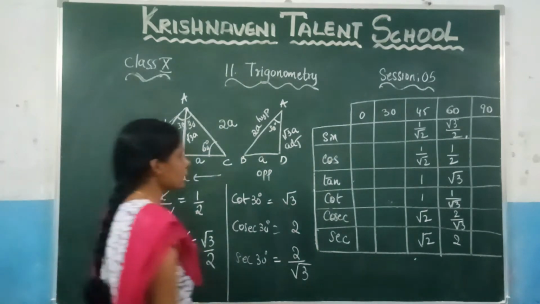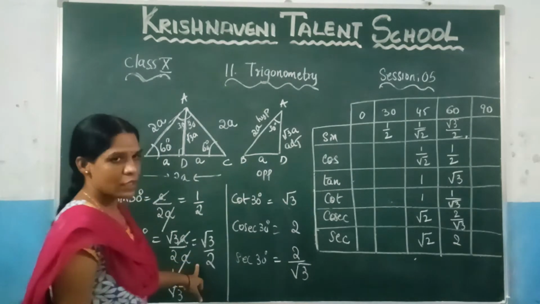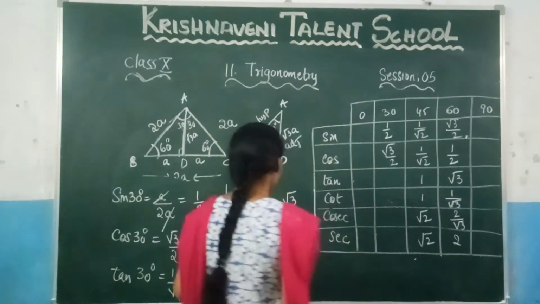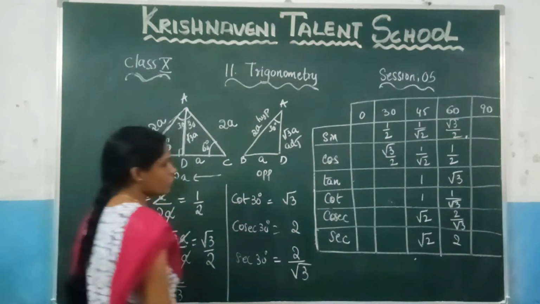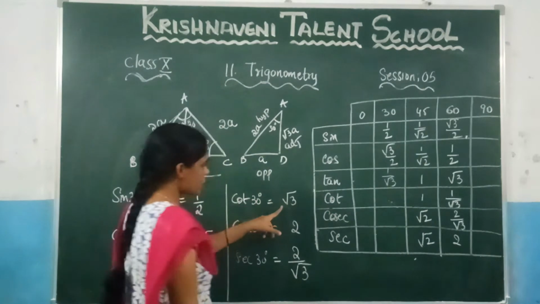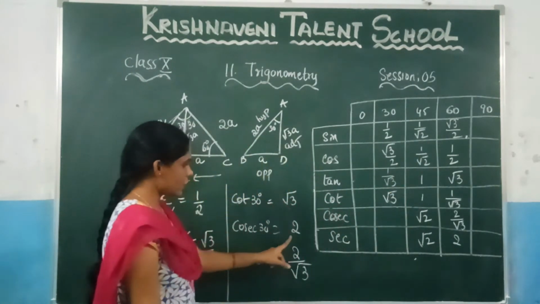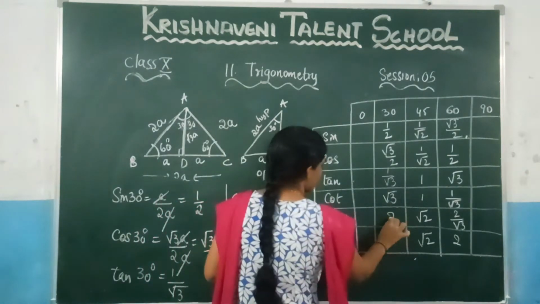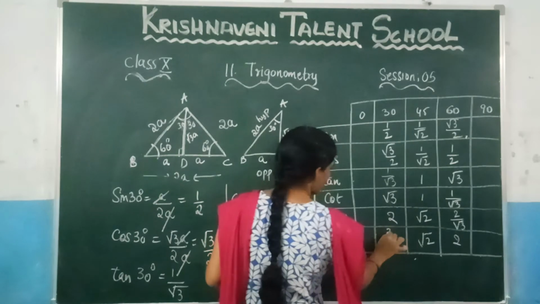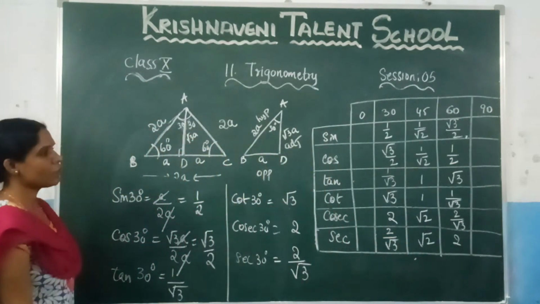What is the value of sin 30? 1 by root 2 and cos 30 root 3 by 2 and tan 30 1 by root 3 and after that this one root 3 and cosecant 30 2 and after that secant 30 how much, which is 2 by root 3. So we have calculated those angles.